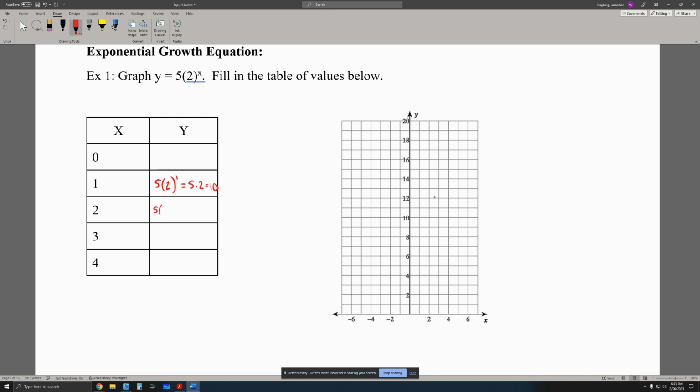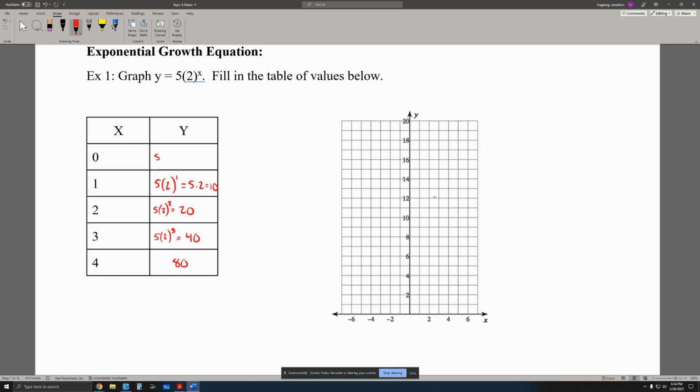5 times 2 to the second would be 5 times 2 squared, or 5 times 2 times 2, which is equal to 20. 5 times 2 to the third is equal to 5 times 2 times 2 times 2, which is equal to 40. And when x is equal to 4, we get that the function is equal to 80. So we see that this function, as we move down the table, is doubling.